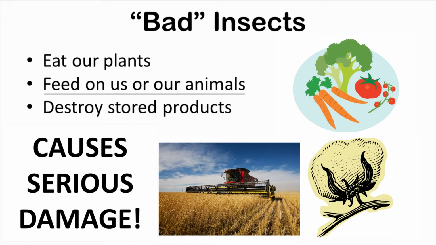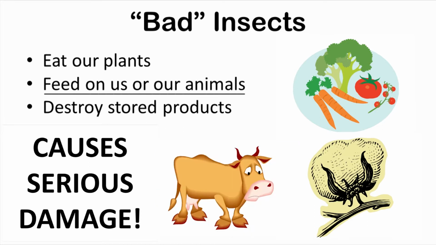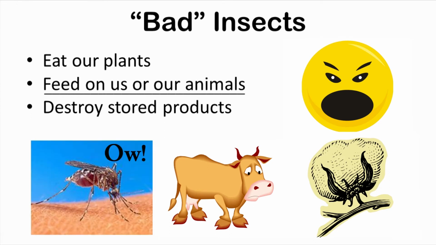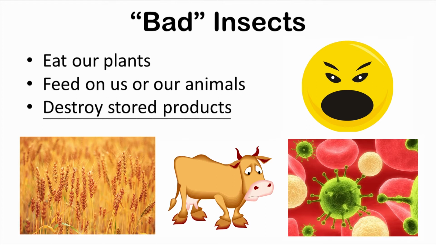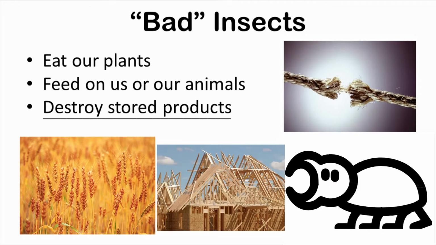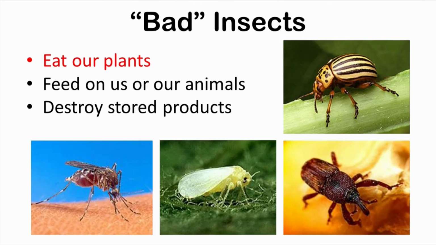They also have a profound impact on the health of humans and domestic animals by causing annoyance, inflicting bites and stings, and transmitting disease. And they ruin stored grain, feed on natural fibers, and destroy wooden buildings. In this presentation, we'll be focusing just on the first aspect, of insects as plant feeders.